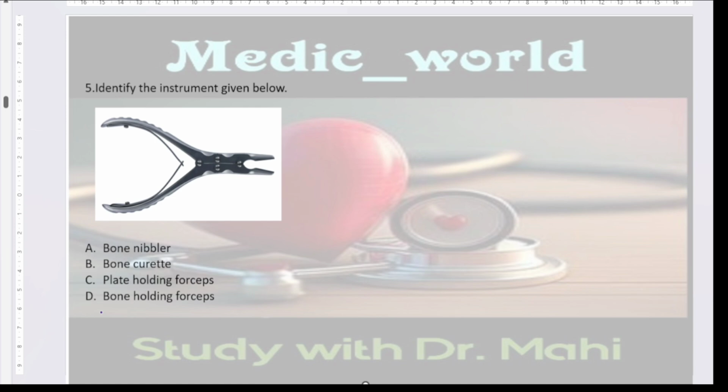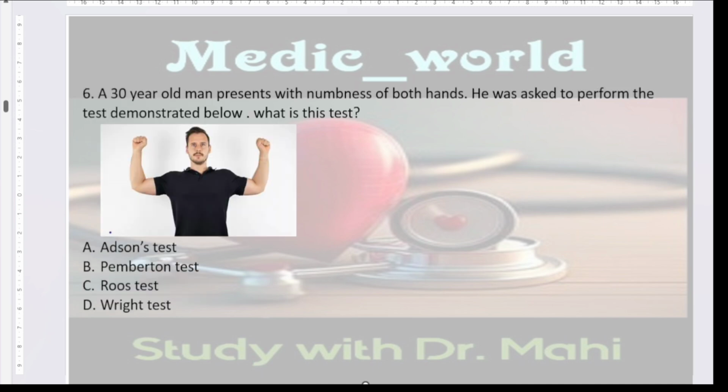Now, the next question is identify the instrument given below. In the diagram, we can see the instrument that is a bone nibbler. So the answer to this question is option A, that is bone nibbler.